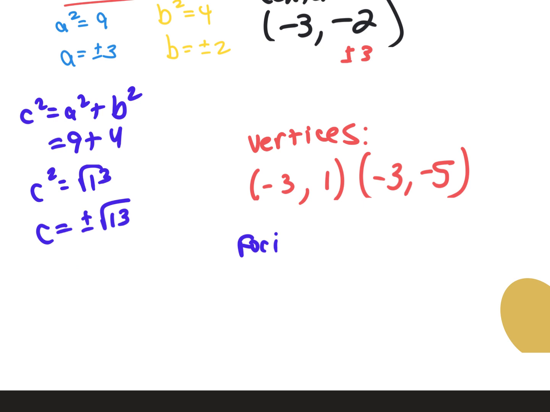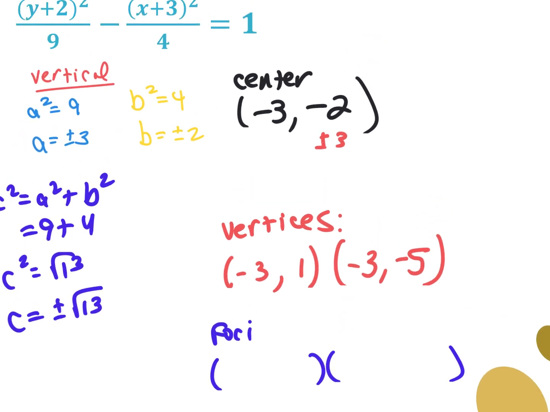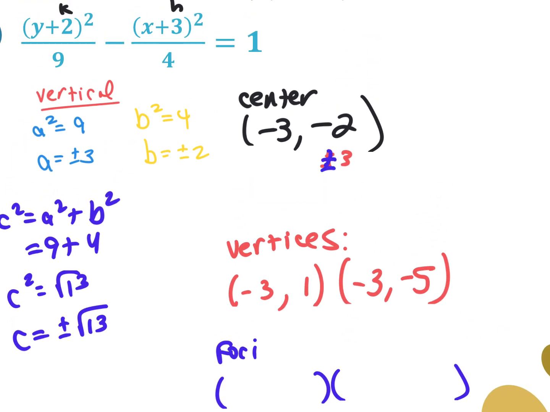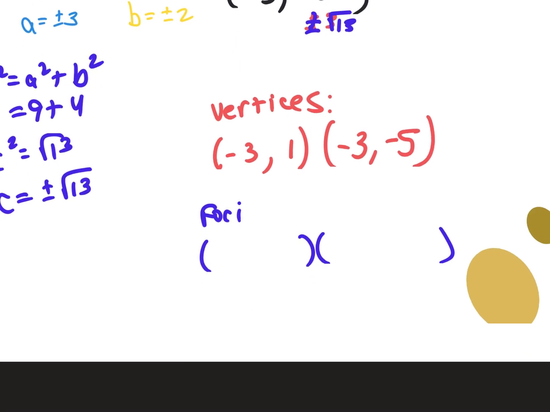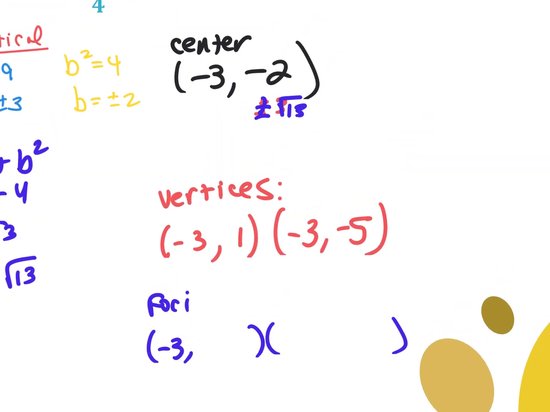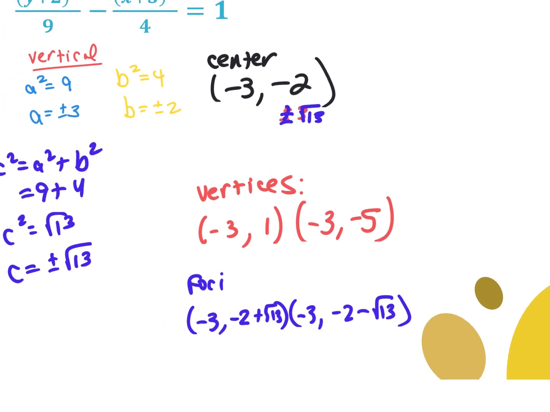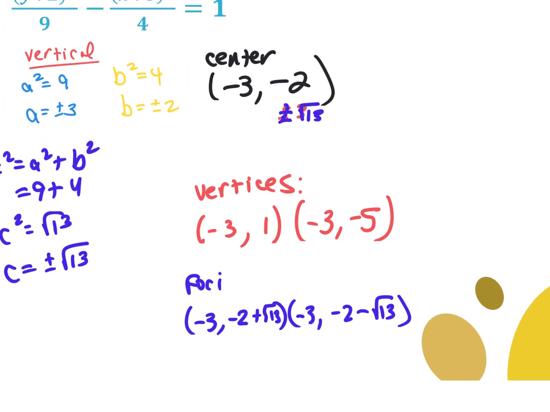So let's go ahead and find our foci. Are we moving up and down or left and right? Up and down. Okay, so we're going to add and subtract the square root of 13. How are you going to write that, guys? It's -3, comma, -2 plus root 13, and then -3, comma, -2 minus the square root of 13. Do I need to know exactly where that is? No. But you should put your vertices on your graph, and then your foci should be either above or below them, right? Because it opens towards. That's all you really got to focus on.